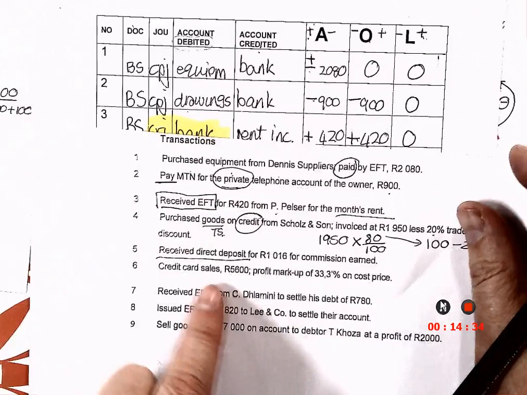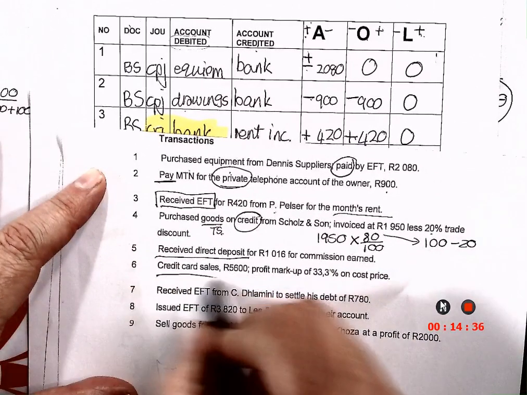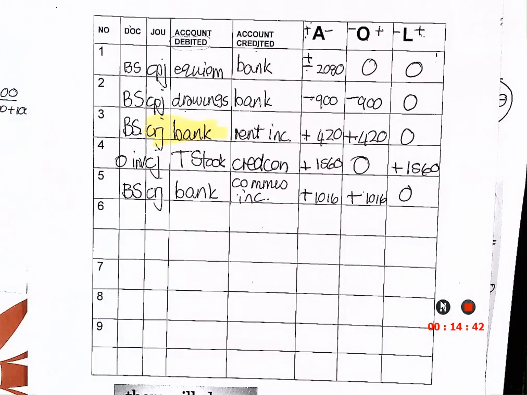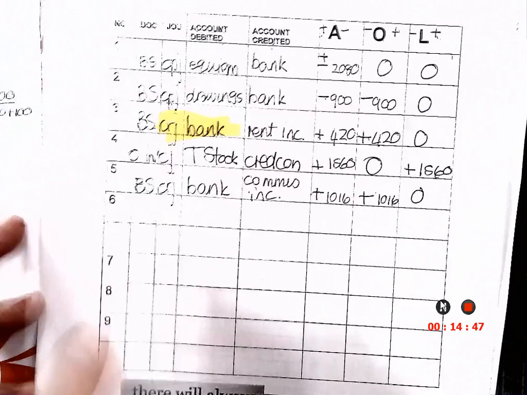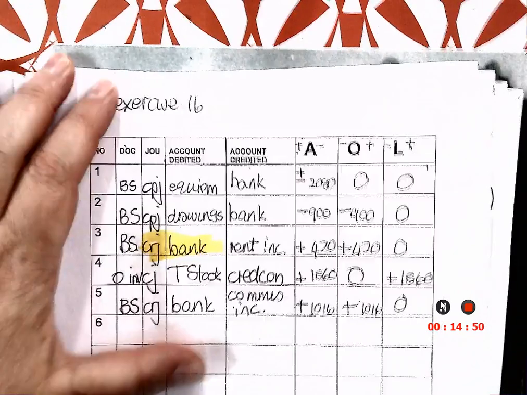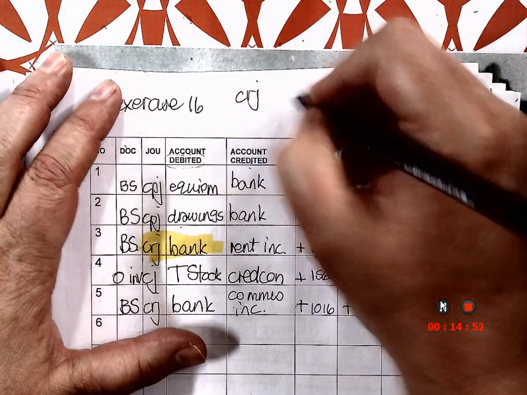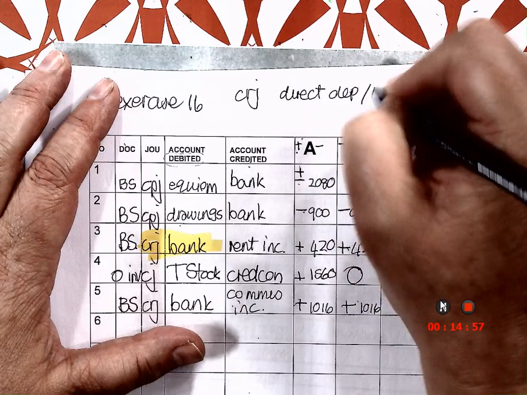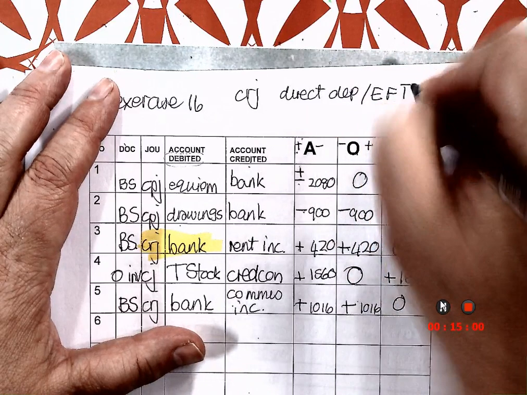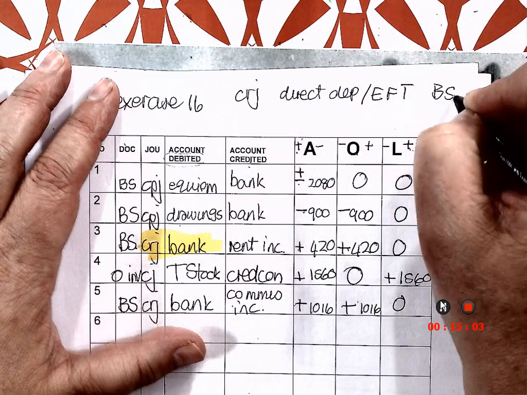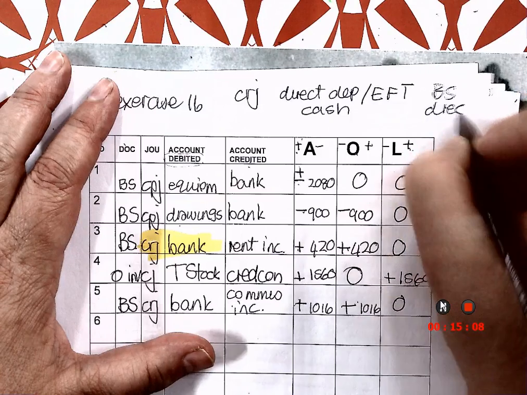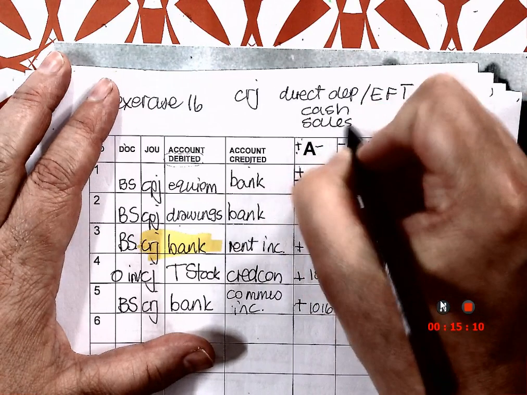Number 6, they say credit card sales. Yes. Because it goes directly to the bank. I don't touch it. So let's quickly go and look again at my CRJ. If it's a direct deposit, it's like them making an EFT. It's like a bank statement. If I get the cash, it's a duplicate receipt. If it's sales, it's a CRR.